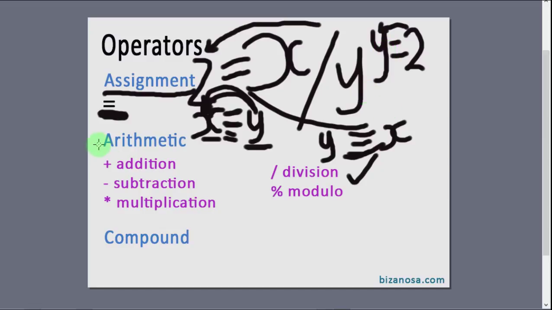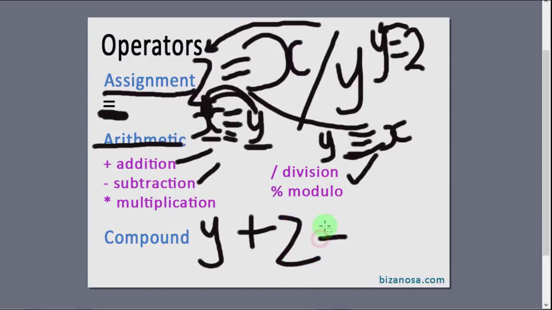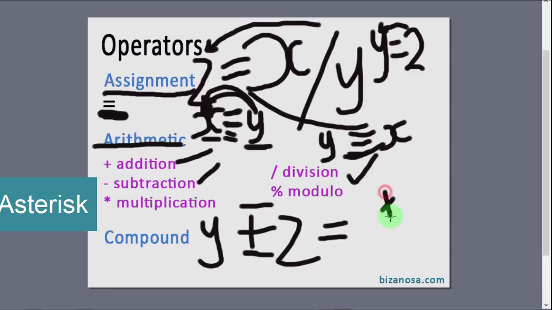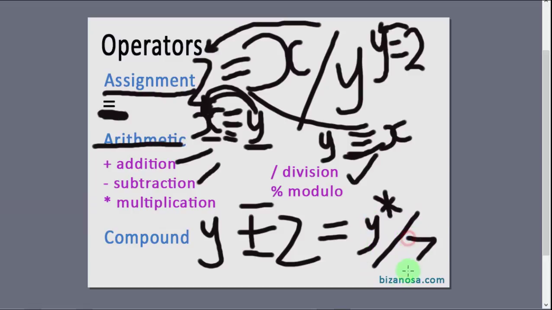Then we have these arithmetic operators. We have seen addition. Subtraction is also the same thing. If you want to add two things, you just put y plus z equals something. Or if it is minus, it becomes y minus z. If it is multiplication, you use the asterisk. If it is division, you use the slash, so it will be y divided by z.